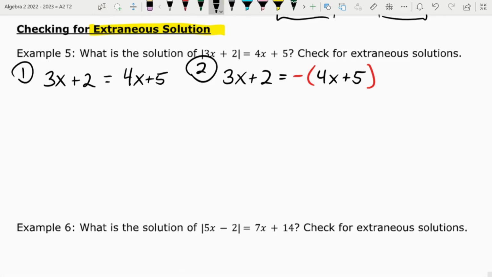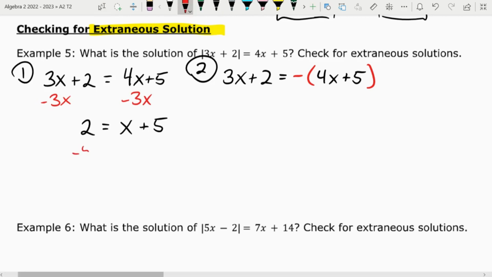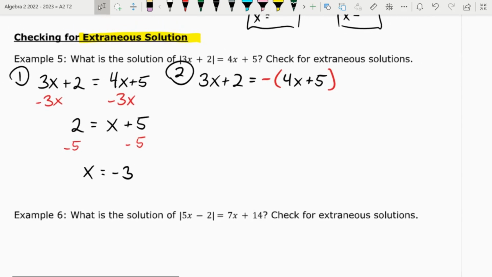For scenario 1, we would try to get all my x's together. So I'm going to subtract 3x on both sides to get 2 is equal to x plus 5. If we subtract 5 on both sides, we get x is equal to negative 3. Okay, I'm not going to circle this answer because I do not know if it works yet. Okay, I'm going to emphasize that. We will have to see whenever we check.